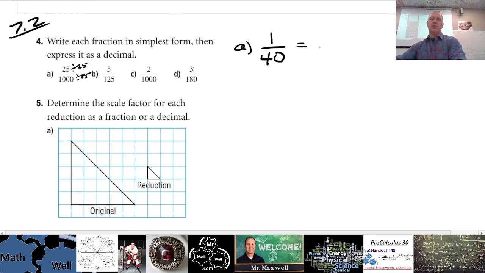So the decimal is 0.025. Okay, so that would represent a vast reduction if you have a model that was only a scale factor of this.